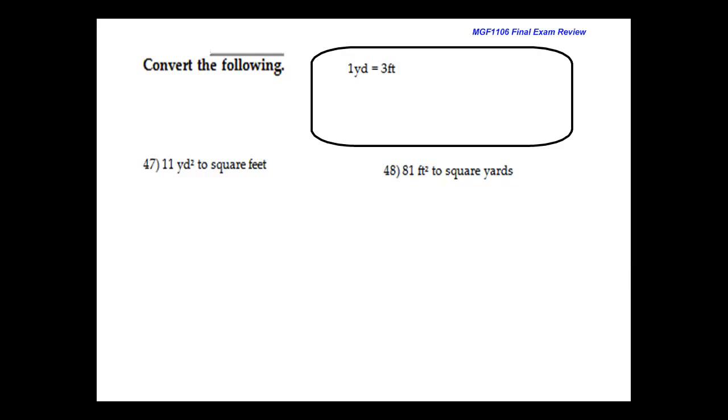MGF 1106 Final Exam Review, questions 47 through 49. We're dealing with conversions that are dealing with squared units and cubic units. Two different videos for these problems, one using proportions, one using dimensional analysis. This video is dimensional analysis, so please use the video that corresponds with the technique you learned in class. No matter which technique you're using, the first step that you have to do is square the units or cube the units based on what's given to you in the problem.